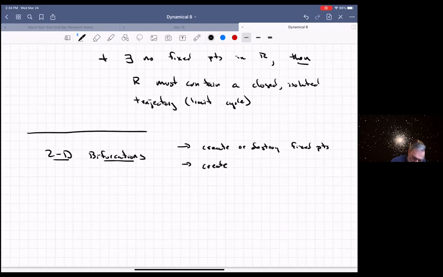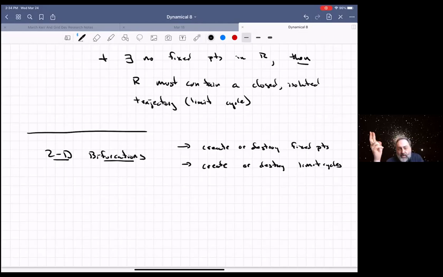We can create or destroy limit cycles. And then, yeah, okay, so we'll go with that. Okay, so these are the types of things that we can do, right?